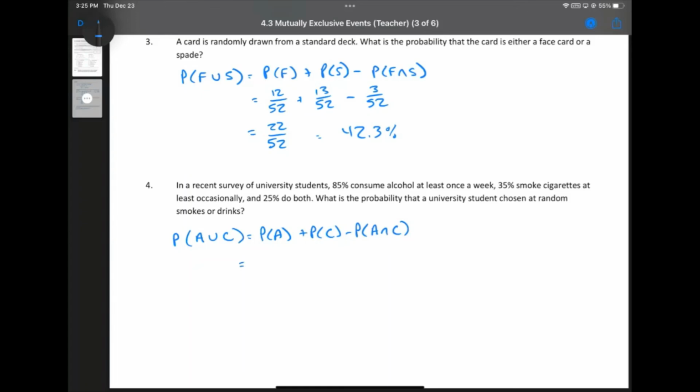Okay, now the nice thing is we don't have to calculate these probabilities. We already have the probabilities. Probability of alcohol is 85%. Probability of cigarettes is 35%. Probability of both is 25%. And so if I put those all together, I think I get 95%.